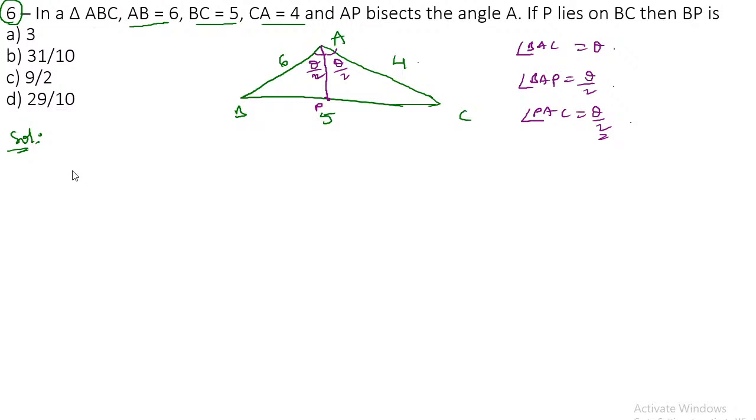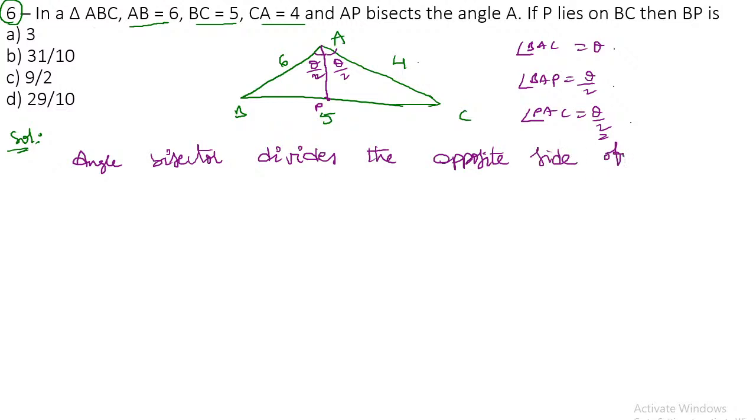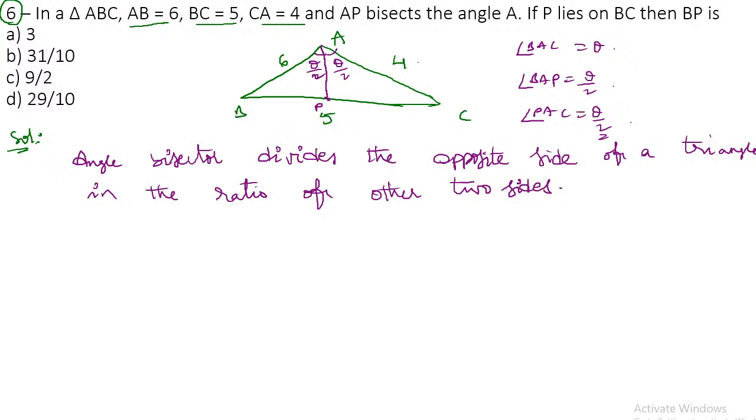So the point here is, the angle bisector divides the opposite side of a triangle in the ratio of the other two sides. So this is the key point here.